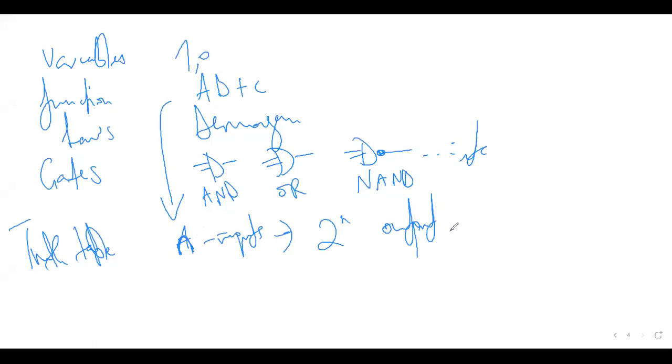Questions, comments. So far, what we've covered: variables, functions, laws, gates, truth tables. By now, you should be able to construct your own truth table. If not, this is your time to comment. Oh, hello, sir. Yes.